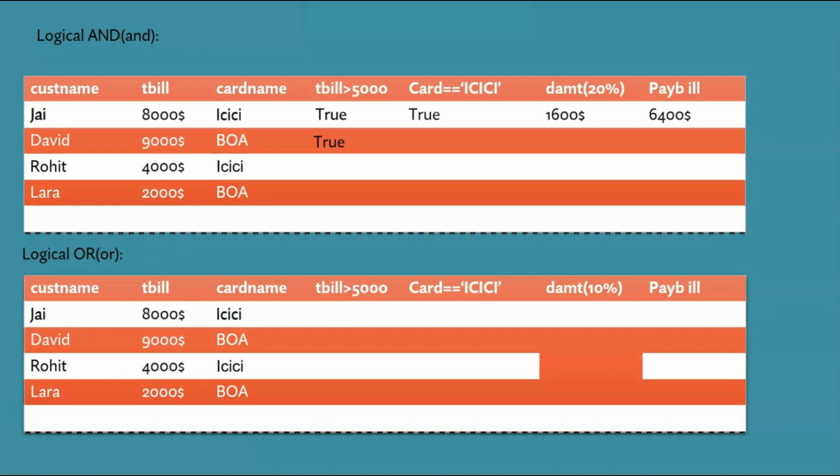Likewise, David has bought more than 9,000. 9,000 is greater than 5,000, true, but he is using a Bank of America card, which is false. So he's not getting any discount and he's going to pay the full amount. Likewise, Rohit shopped for 4,000, which is less, but he's using an ICICI card. But both the conditions are not satisfied. We are using AND, right? So he's not getting a discount, so he's going to pay 4,000. Likewise, Lara bought for 2,000 and she is using a Bank of America card. Both of the conditions are not satisfied, so it's false, and she's also going to pay 2,000.